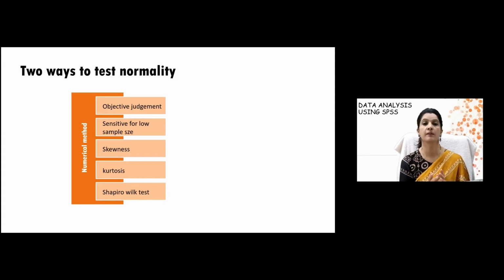Most commonly, we use the Shapiro-Wilk test for testing normality if the sample size is less than 50. But you can use other ways also, or you can use more than one method, like kurtosis and Shapiro-Wilk, or skewness and Shapiro-Wilk, or seeing the mean and median.